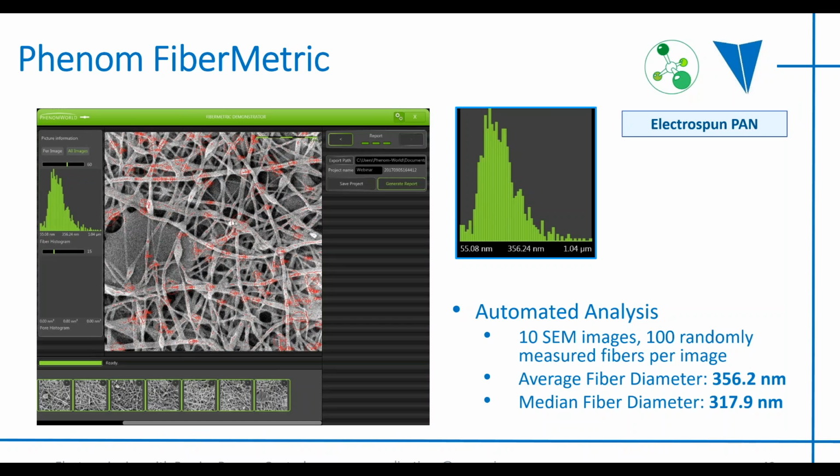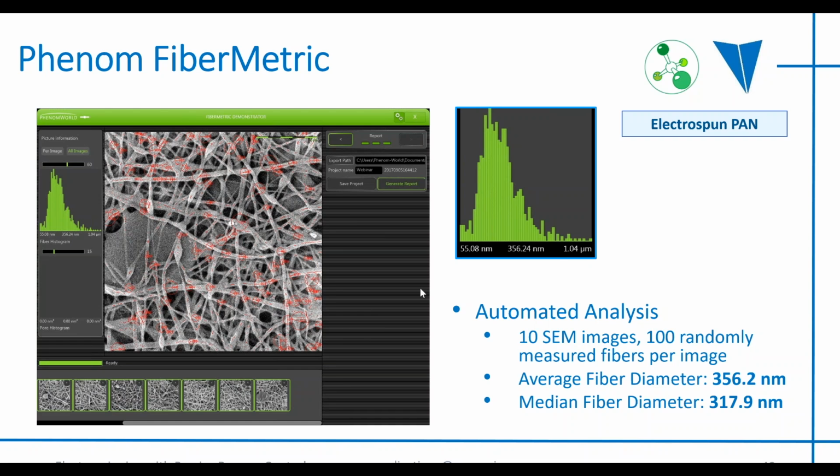And now in under, I think, 4 minutes, we've produced a report with data that can be exported into Excel, where 10 SEM images were measured, 1,000 total fibers were identified and measured, and you wind up with a nice histogram showing both the average and median fiber diameters to be somewhere around 340 or so nanometers.